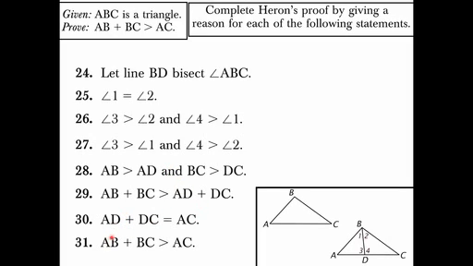And then they close with AB plus BC greater than AC, which is what we're trying to prove. You see that right up here. But what's the reason for being able to make that final statement? Look at 29 and 30 and see if you can't figure that out.